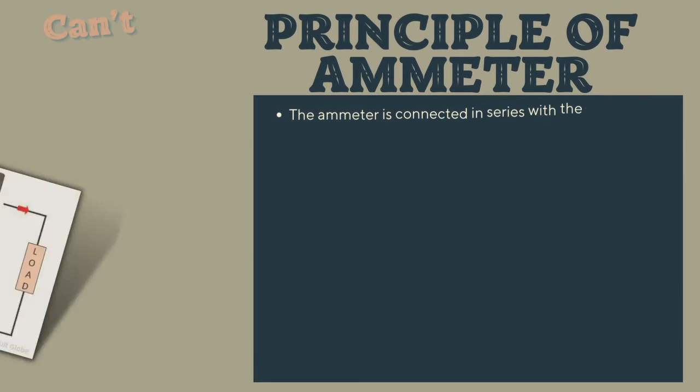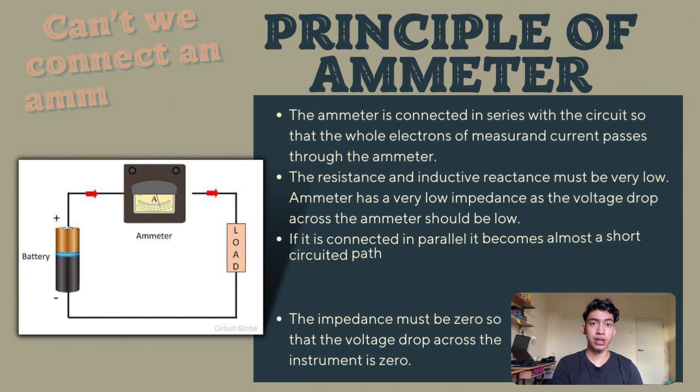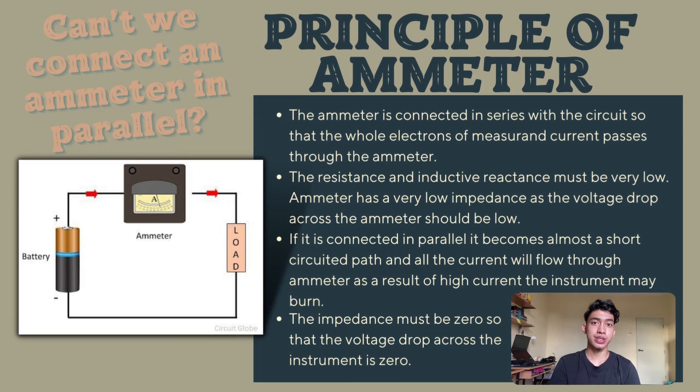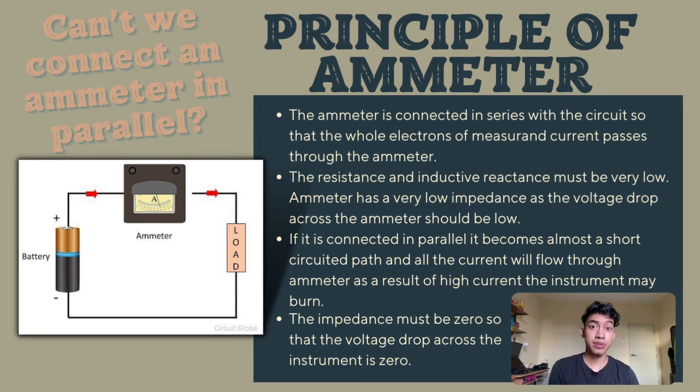The meter is connected in series with the circuit so that the whole of the measuring current passes through the ammeter. The power loss occurs in the ammeter because of the measuring current and their internal resistance. The ammeter circuit has low resistance so that only a small voltage drop occurs in the circuit. The main principle of ammeter is that it must have a very low resistance and also low inductive reactance.